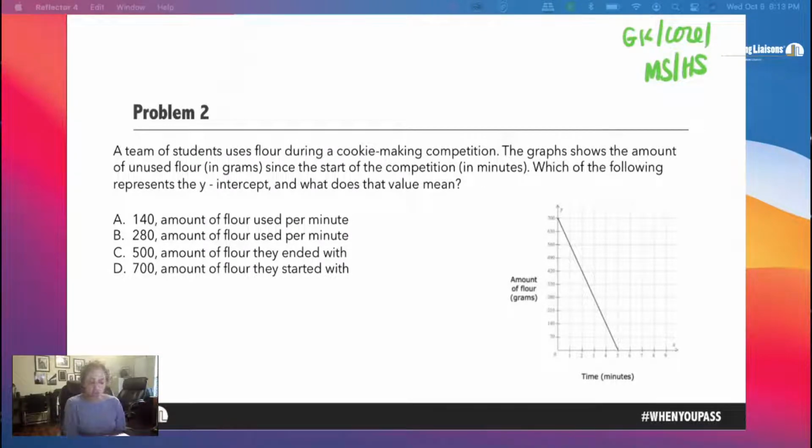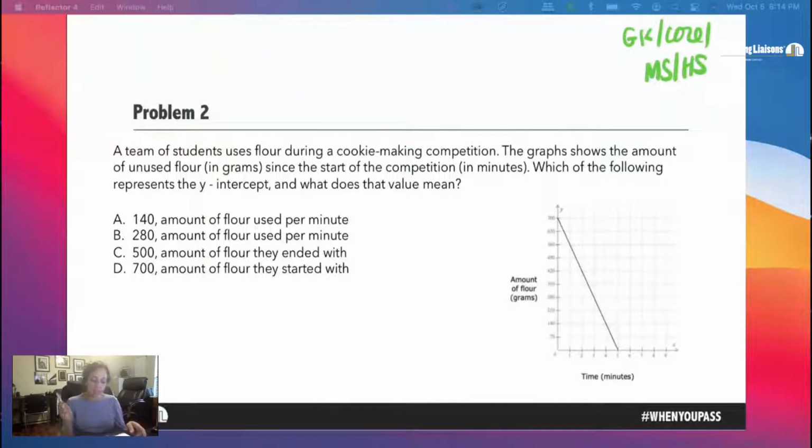A team of students uses flour during a cookie making competition. That sounds fun. The graph shows the amount of unused flour in grams since the start of the competition in minutes. Which of the following represents the y-intercept, and what does it mean? 140, the amount of flour used per minute. 280, the amount of flour used per minute. 500, the amount of flour they ended with. Or 700, the amount of flour they started with.